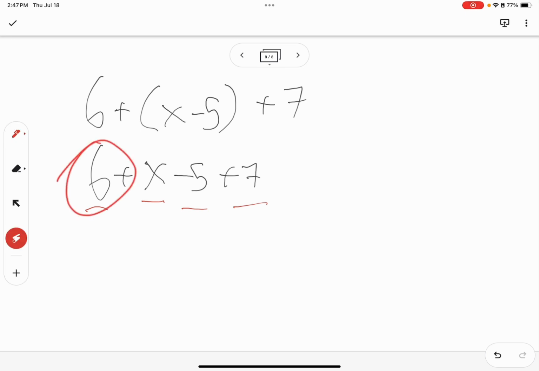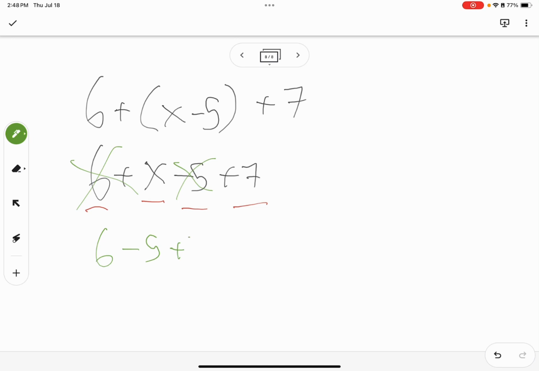So on the 6, what's the variable? There is no variable. So are there any other terms that have no variable? We've got 6. Does the x have a variable? Yes, it is a variable, so that's not a like term. We have the negative 5. Does the negative 5 have a variable? No. So we can bring that down. 6 minus 5. So we've gotten rid of that. Now we've got a positive 7. Does the positive 7 have a variable? Nope. So we can also bring down the positive 7.